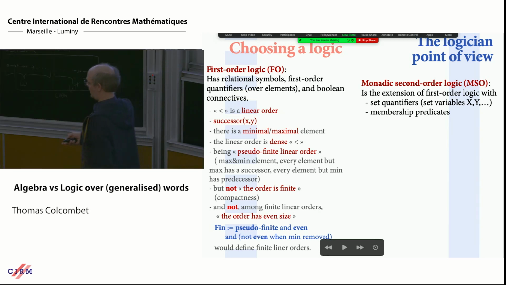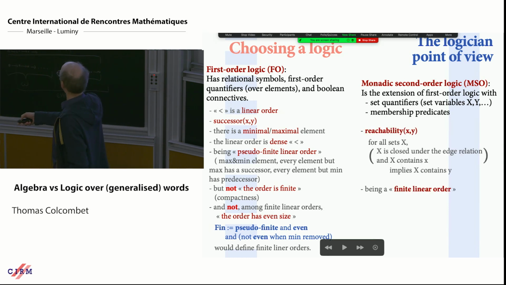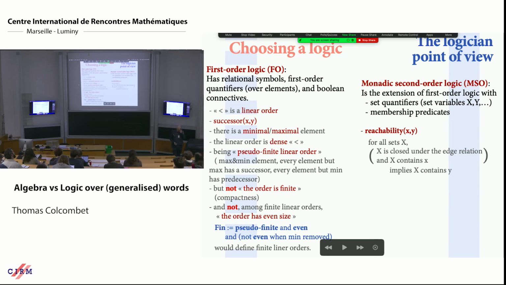So now this logic is strictly more expressive. So for instance, you can express reachability. Imagine, here we are outside of linear orders for one second, you just have a directed graph, two points x and y, and you want to say that there is a path from x to y. Then what you say is all sets that contain x, so contain the source point, and that are closed under the edge relation, which you can express also, should also contain y.